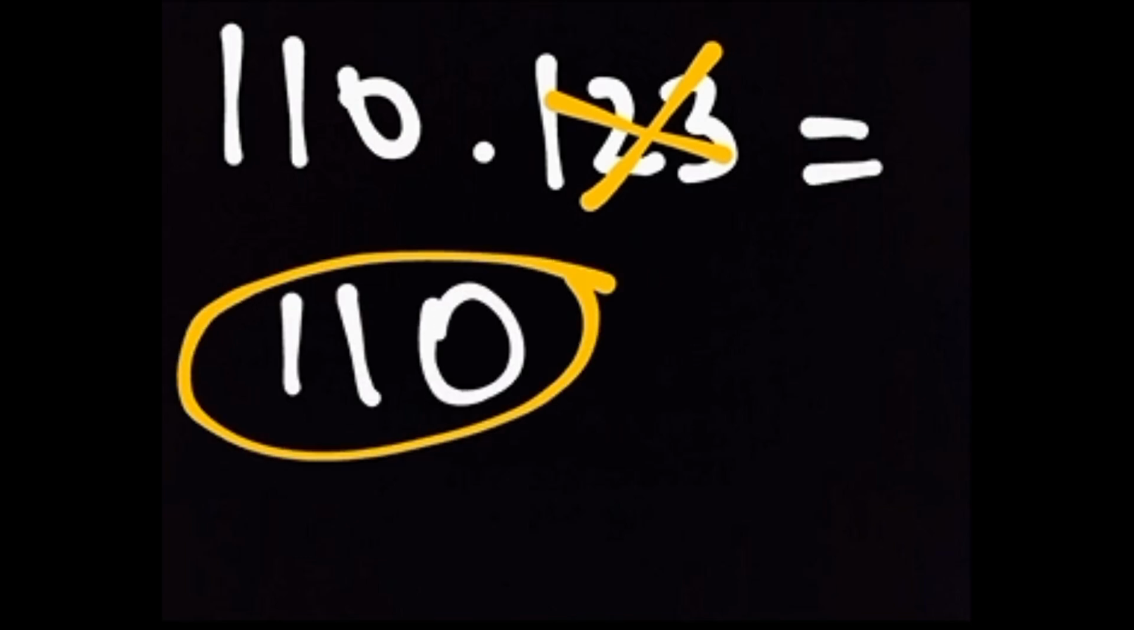There is one more example. We have 110.123. We will delete the decimal part, so the answer will be 110.